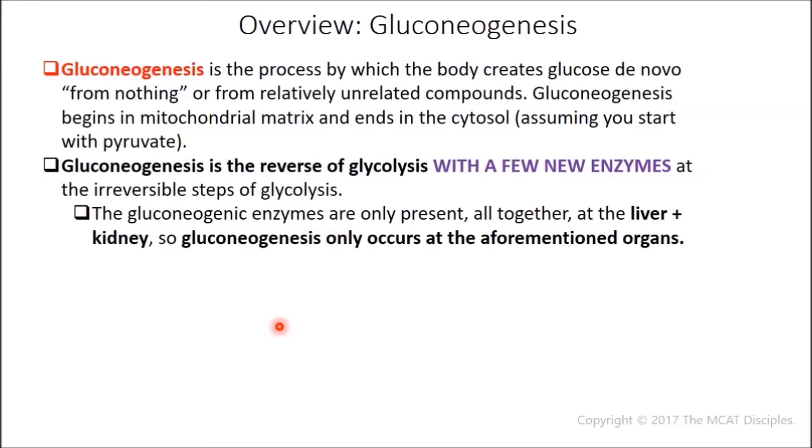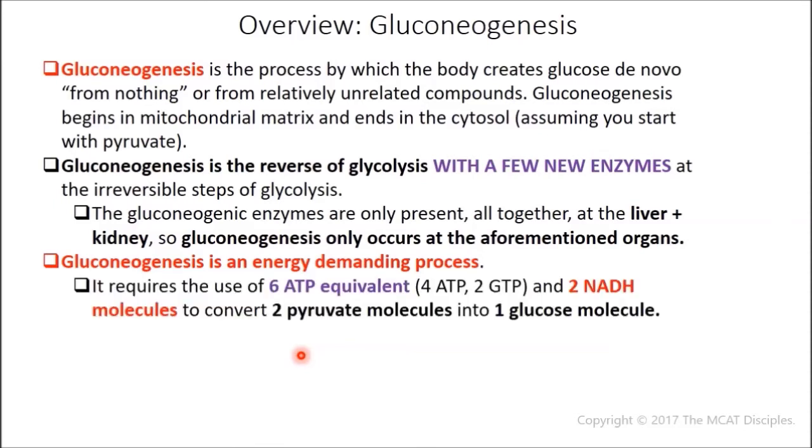The gluconeogenic enzymes are only present altogether in total at the liver plus the kidney. So gluconeogenesis only occurs at the aforementioned organs. Okay. There are enzymes that are phosphoenolpyruvate carboxykinase, pyruvate carboxylase, fructose bisphosphatase, and glucose-6-phosphatase. Gluconeogenesis is an energy-demanding process. It takes a lot of energy, ATP, GTP, to run gluconeogenesis.